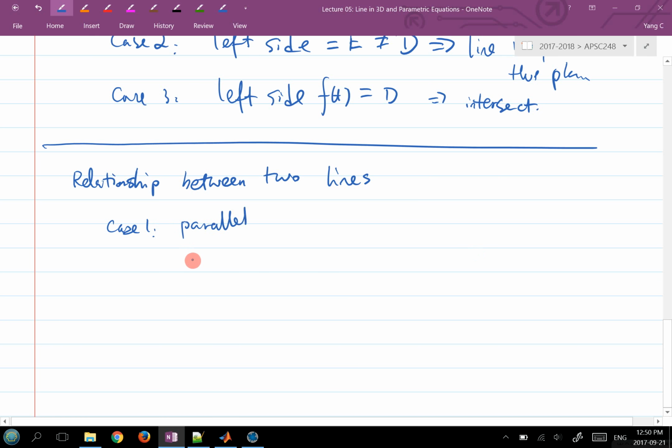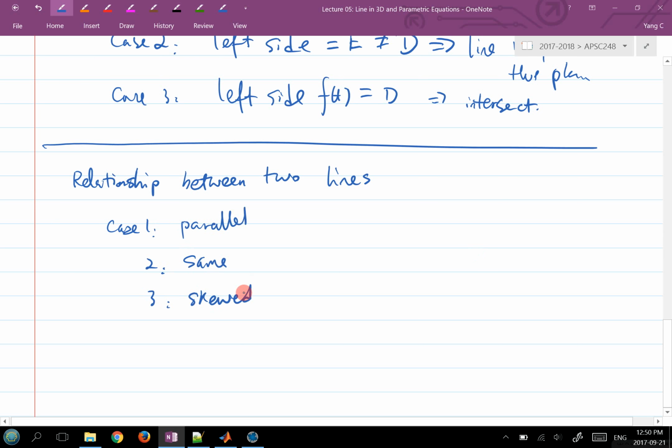Parallel, same, and then skew here. So basically, I want you to think here, I want to go into details. How would you verify the three different cases given two line equations? How do you know whether they are parallel, the same, or skew?